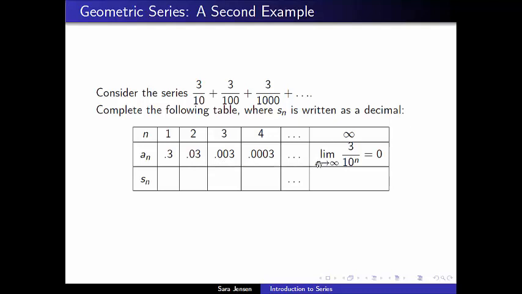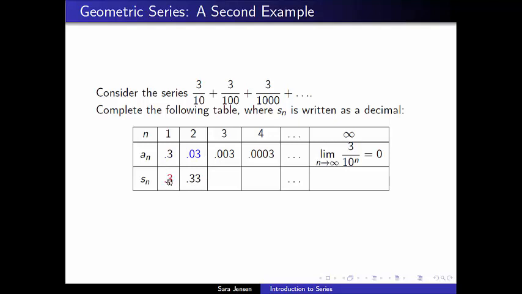And as we saw when we wrote this series in its sigma notation, each term has the form 3 times 1/10 to the nth power, and the limit of these addends, as n is approaching infinity, is 0. Each of the terms is getting smaller and smaller. No surprises there. Recall that when we're filling in the s sub n row of our table, in the first stage, the value for s sub 1 is just equal to the value for a sub 1, and then as we move across this row in the table, we obtain the next term by adding the previous s sub n value to the current a sub n value.